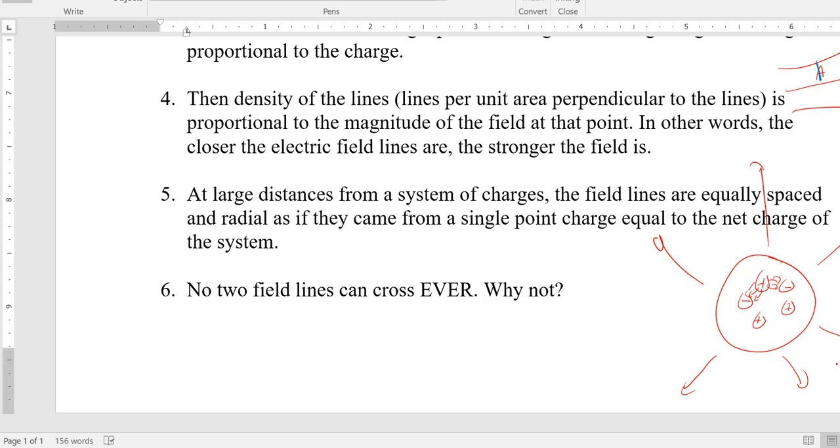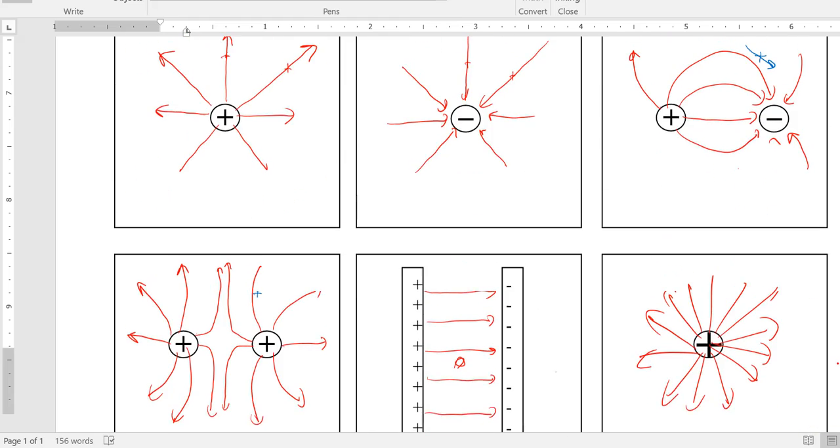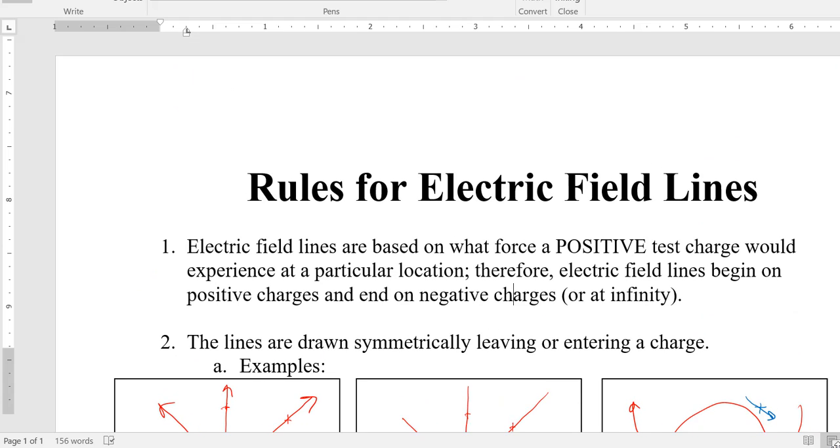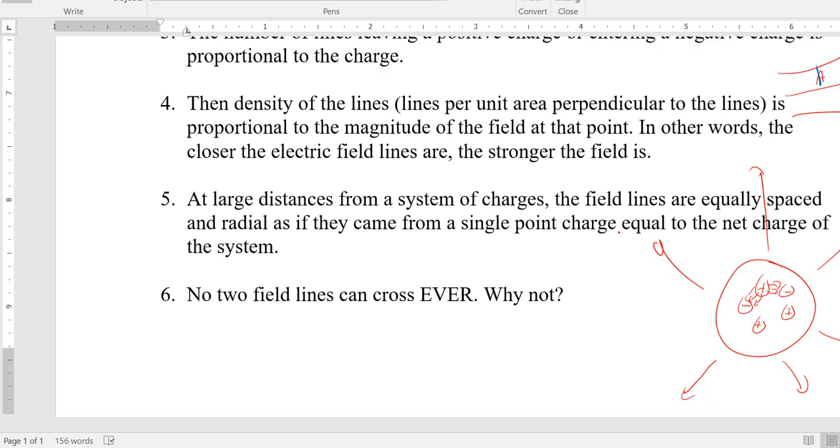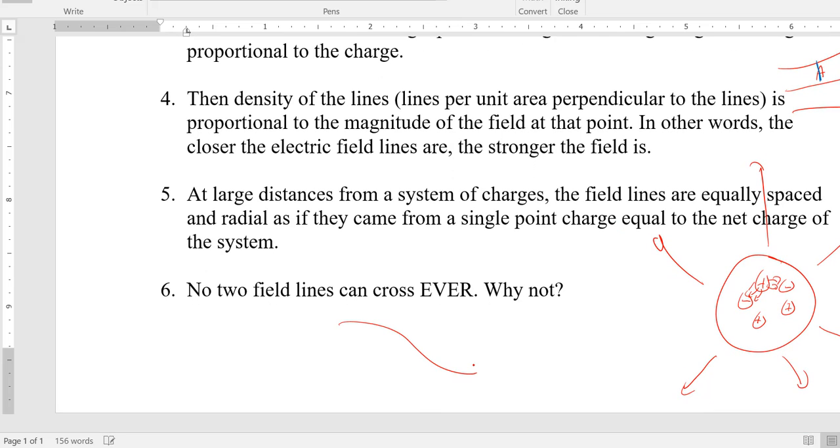Why not? Well, remember what a field line represents. Go back to number 1. A field line is based on what the net force on a positive test charge would be if you put it in that location. So, imagine if we had 2 field lines crossing like this, and I put a positive test charge at that cross where they cross. What that means is that positive test charge would feel 2 net forces, and that's a no-no. You can't have 2 net forces. So field lines can never, ever cross.